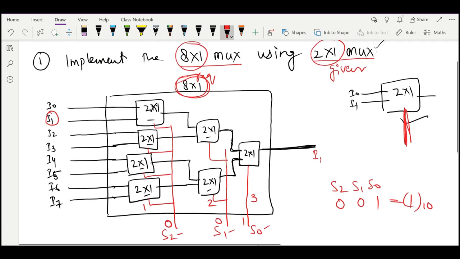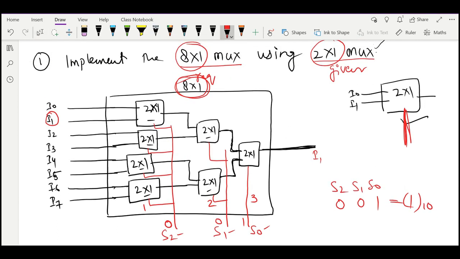If this is 0, then we have these 2 into 1 multiplexers. This is 0, 1. This is 0, 1. This is 0, 1. This is 0, 1. So for a 2 into 1 multiplexer, this is I0 and this is I1. Although we have given I2, I3, that I2, I3 is for the 8 into 1 multiplexer. A 2 into 1 multiplexer will treat it as I0, I1 only.